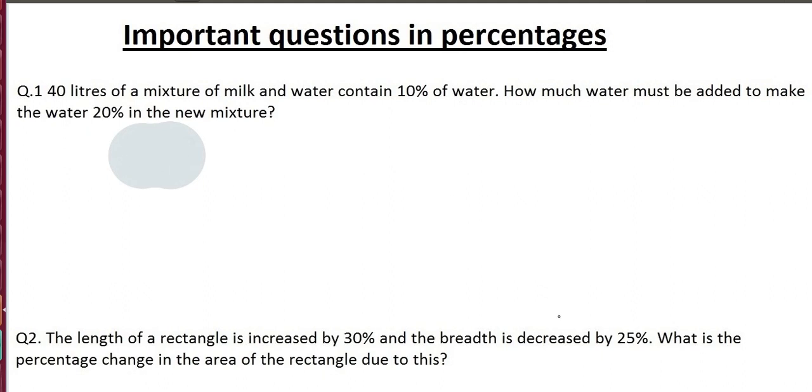So we have a mixture of milk and water which is 40 liters, and this contains 10% water and 90% milk, right? So that means water is 4 liters and milk is 36 liters.